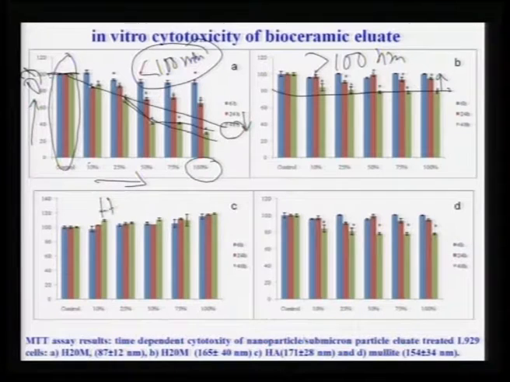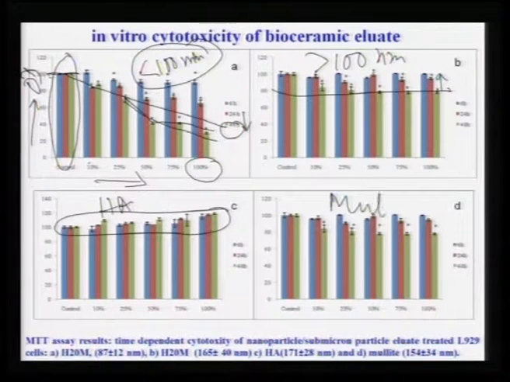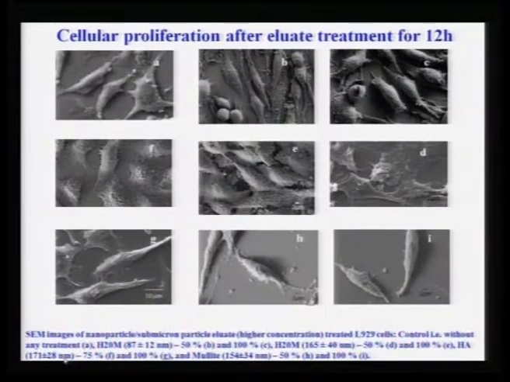This is the case for the pure hydroxyapatite. As expected, you do not see any cytotoxicity. This is the case for pure mullite, and you normally see it is 80% or less, and above that 80% or 75%, 100% mullite concentration.